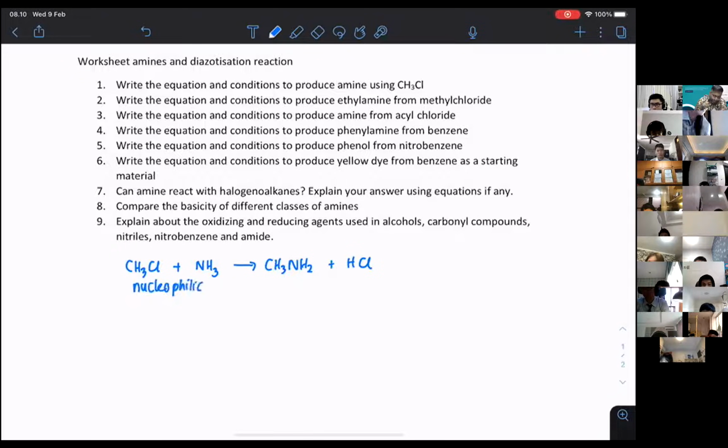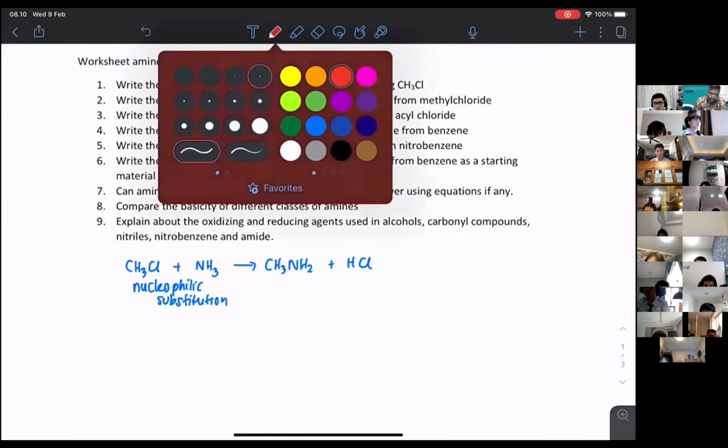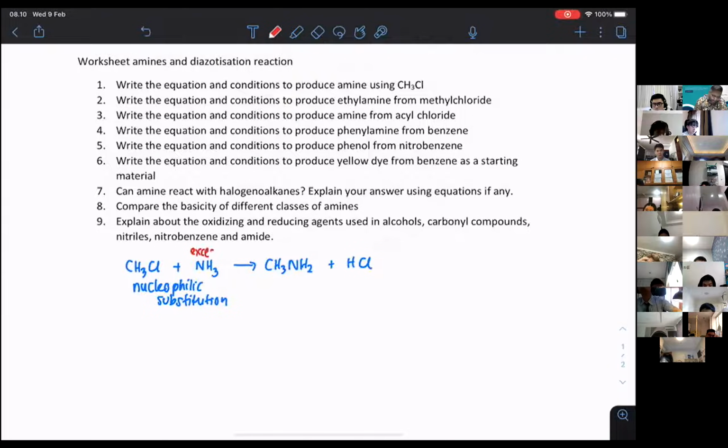So what are the conditions? Please remember the ammonia that you use must be in excess. And you must use ethanolic condition, and then heat under reflux. These are the conditions that you need to maintain so that you have the amine. So that is one of the ways. There are more ways, but later on we will go through them one by one.